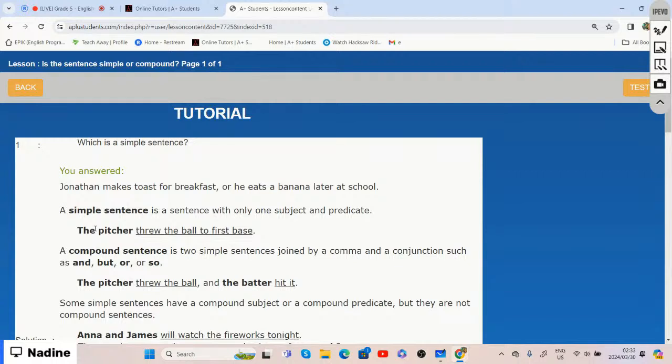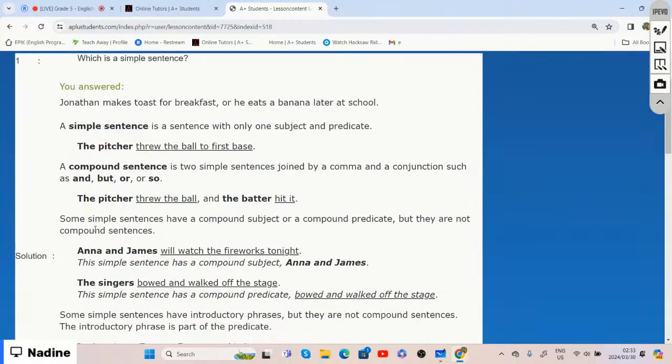All right. So we said a simple sentence is a sentence with only one subject and a predicate. And then we have a compound sentence, right? A compound sentence is made up of two simple sentences that are joined by a comma and a coordinating conjunction. A coordinating conjunction is words like and, but, or, so. So those are words we use to link two simple sentences, right? And that we call a compound sentence.